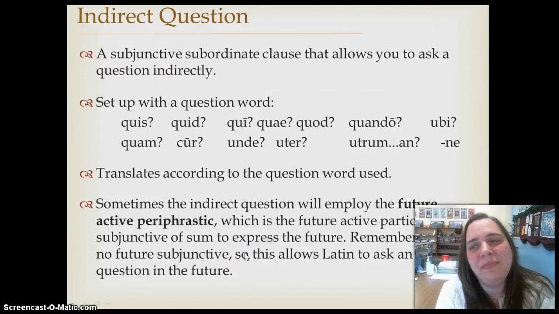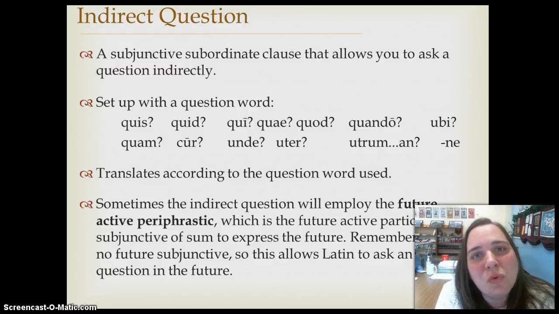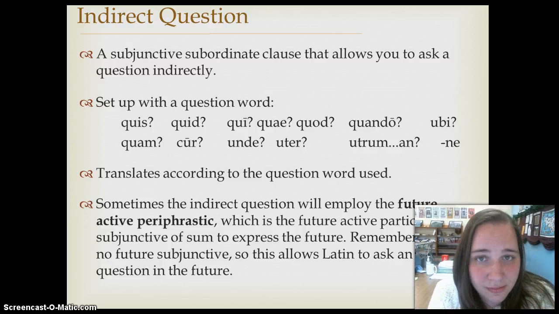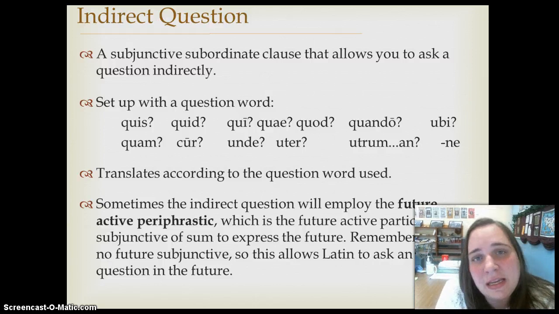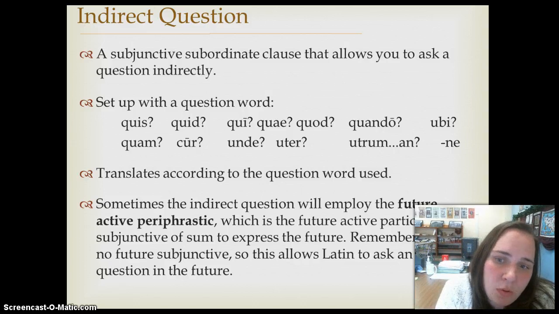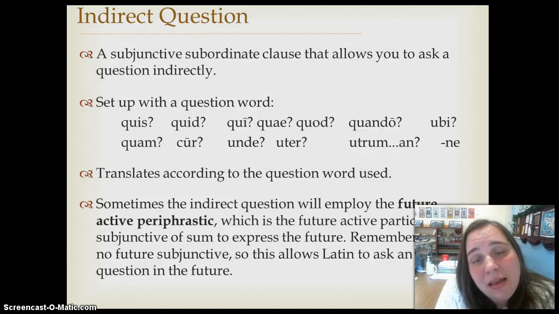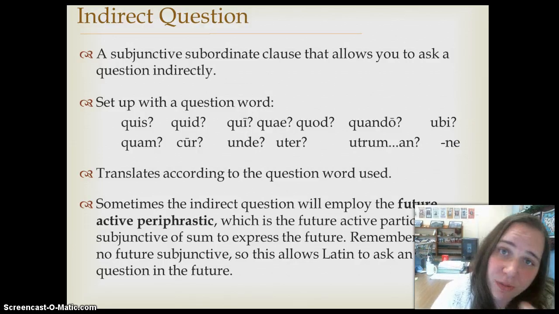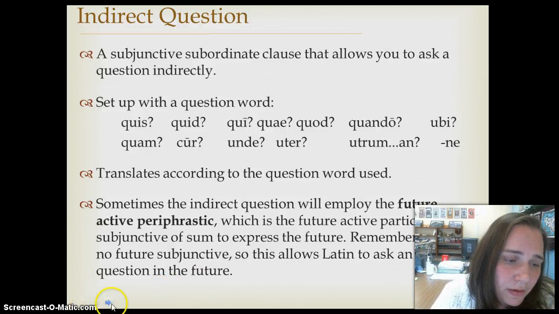This is kind of bending the rules because of necessity, right? You sometimes have to ask how something will happen. You may need to indirectly ask whether someone will go or will move or will whatever. And so in order to do that, you employ this construction called the future active periphrastic, which is not an extremely common construction in Latin literature, but you should still at least know about it.